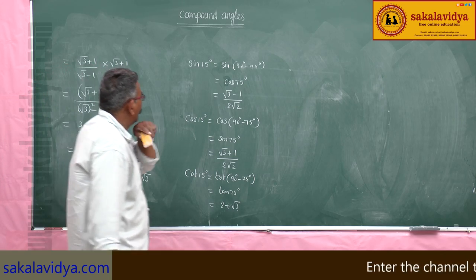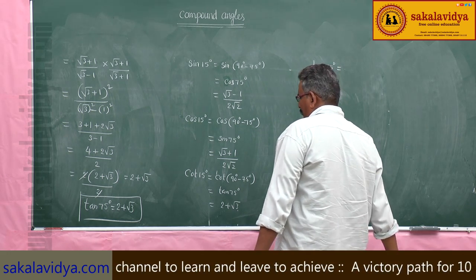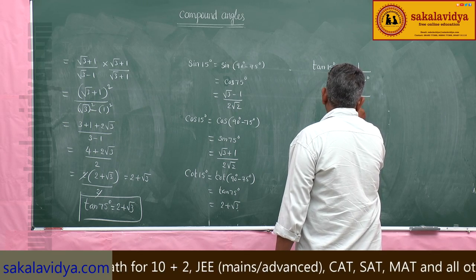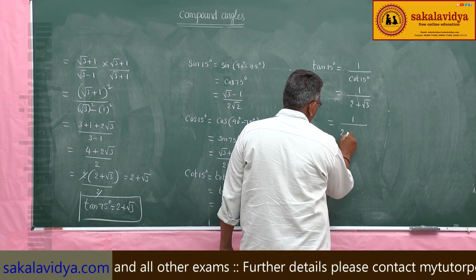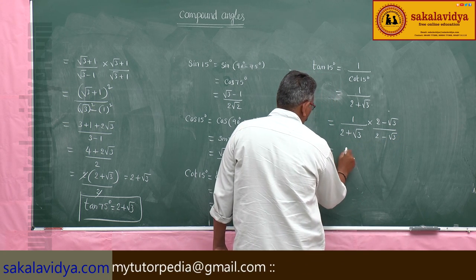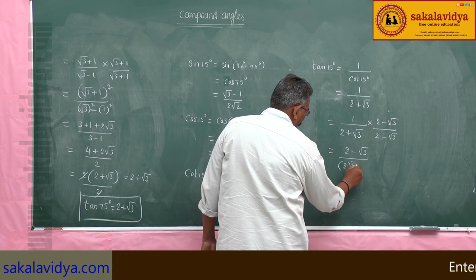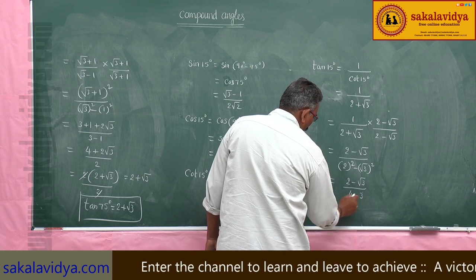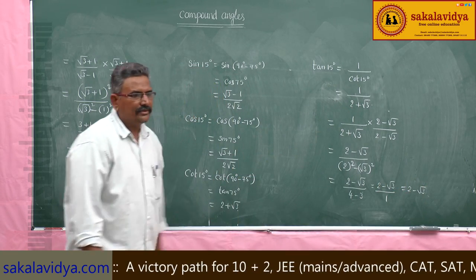So, now tan 15 degrees is equal to 1 by cot 15 degrees. So, we can write 1 by 2 plus root 3. Let us rationalize it. So, 1 by 2 plus root 3 into 2 minus root 3 by 2 minus root 3. So, 2 minus root 3 by, what do you get here? A plus B into A minus B. So, 2 square minus root 3 square. So, 2 minus root 3 by 4 minus 3. So, 2 minus root 3 by 1. So, this is equal to 2 minus root 3. Tan 15 is 2 minus root 3.